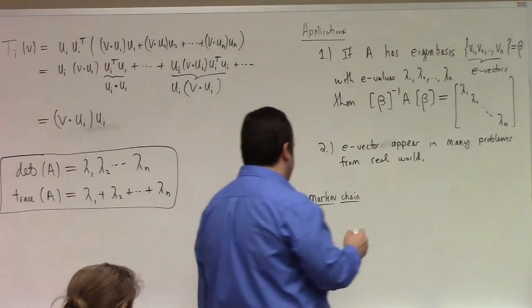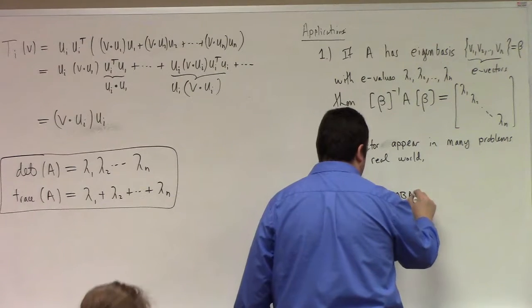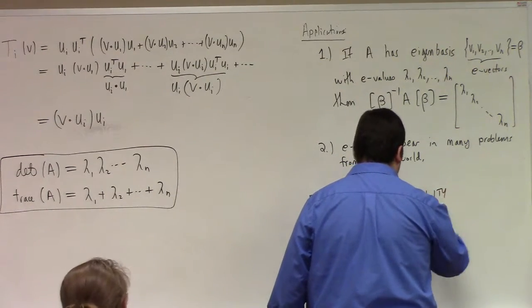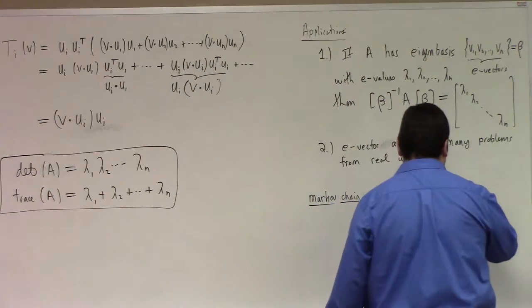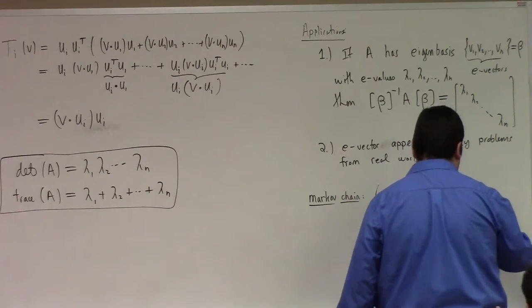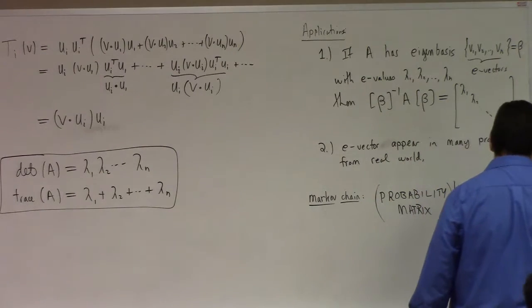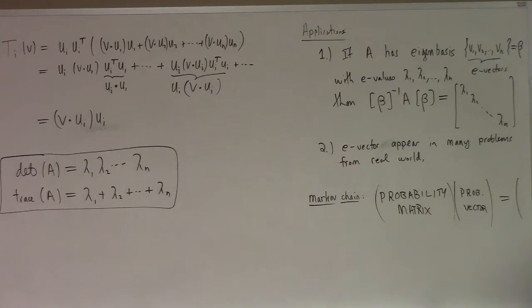Oh, stink. But so what we have is a probability matrix, right? And if we have a probability matrix times a probability vector, then what do we get? We get another probability vector. Let me be specific, if you don't mind. I'll do a 2x2 system.